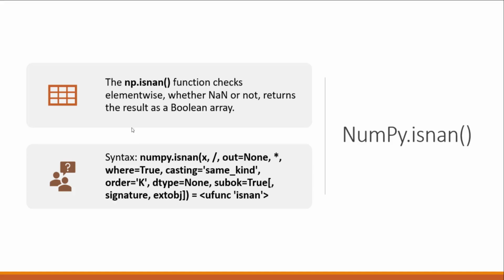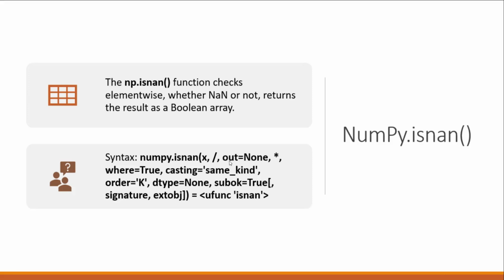So here is the syntax of the numpy.isnan function. Within this function there are lots of parameters, but we are going to use mainly two. The first parameter is the input array, for which we want to check whether it is nan or not. The second parameter is the n-dimensional array, which is an optional parameter, and it defines the output array that is placed with the result.